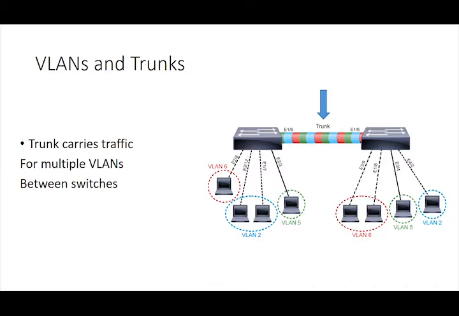So in order for traffic for a given VLAN to flow to a VLAN member on another switch, you have to use a trunk. So what is a trunk? A trunk is a connection between two physical switches that carries traffic for multiple VLANs from one switch to the other. And a trunk doesn't belong to a specific VLAN.